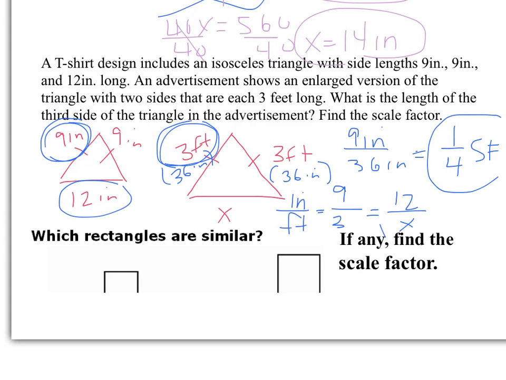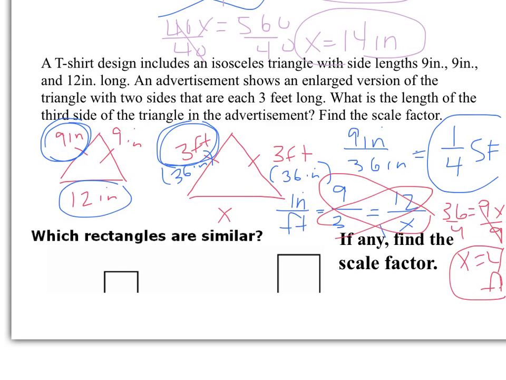So 9 doesn't go evenly into 12, so on this one we are going to have to cross multiply. So 3 times 12 is 36, so 36 equals 9x. Undo multiplication with division. Sorry, I'm running out of room here. And 36 divided by 9 is 4, so x equals 4 feet. So that means this side right down here that's missing would be 4 feet, or it could also be 48 inches. Okay?